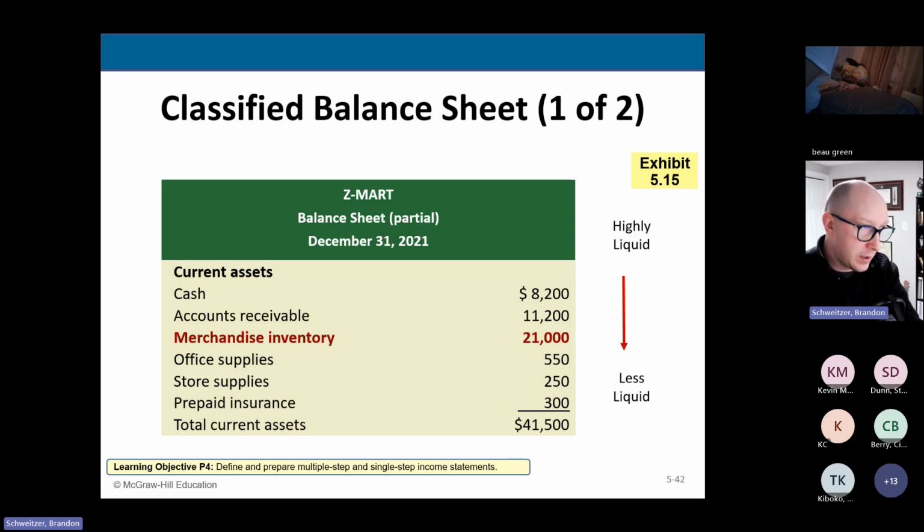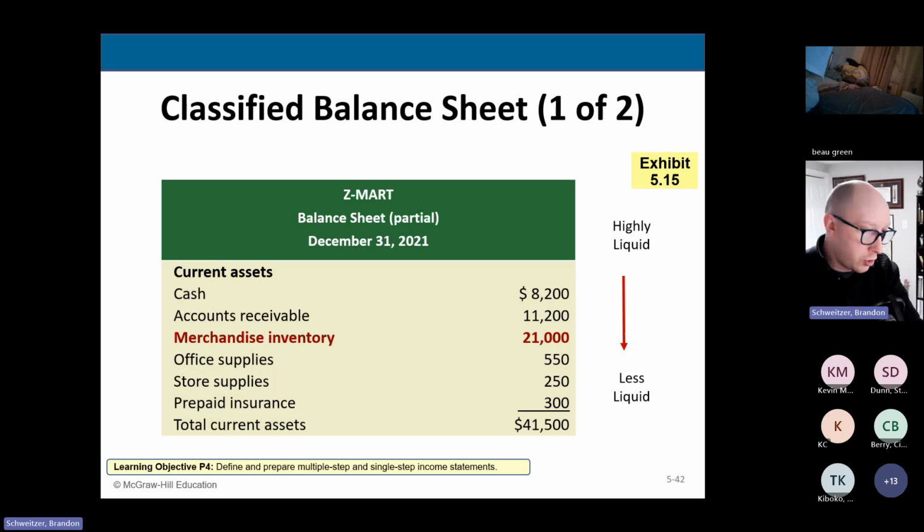Now take a look at this classified balance sheet. Under our current assets, we have cash, accounts receivable, inventory, office supplies, store supplies, prepaid insurance. Those are all what we call current assets. We expect to utilize these assets in 12 months or less. That's why we call them current. So we add up all of our current assets to get total current assets. We do a very similar process with liabilities. With liabilities, we separate those out to either current or long term. Current liabilities are liabilities I need to pay within 1 year or less. That would include things like accounts payable, wages payable, taxes payable, right? Those are all current, 12 months or less.